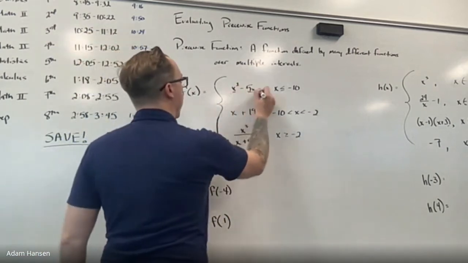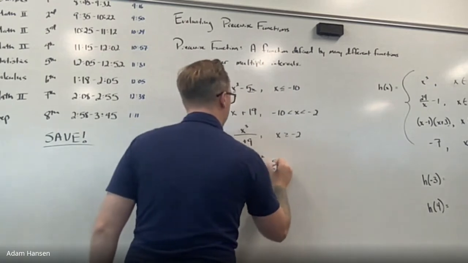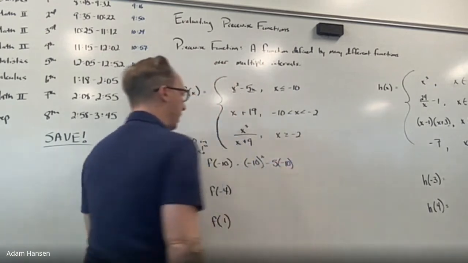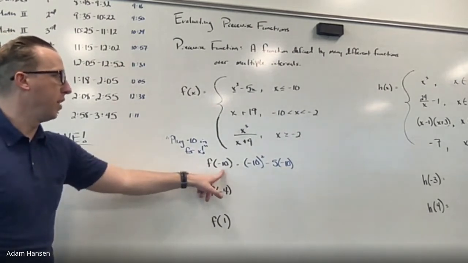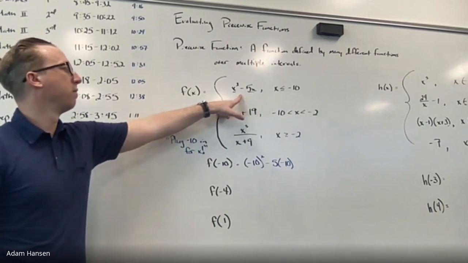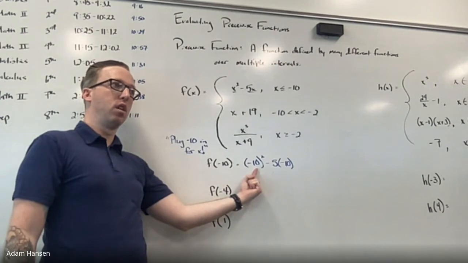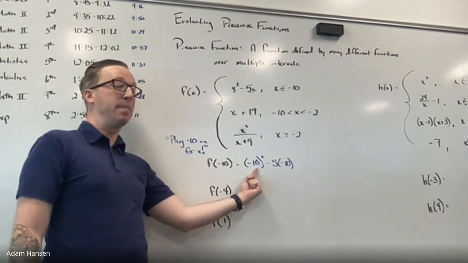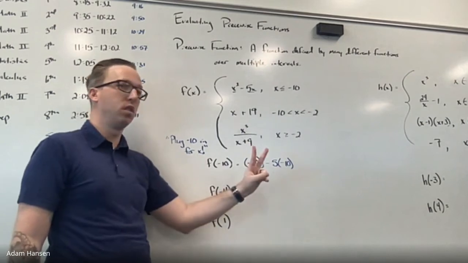Change the x to negative 10. So it's negative 10 squared minus 5 times negative 10. To find the value of f when x equals negative 10, we're going to plug negative 10 into our expression x squared minus 5x. What's negative 10 squared? What's negative 10 times negative 10? Because negative 10 squared means take negative 10 times itself twice.